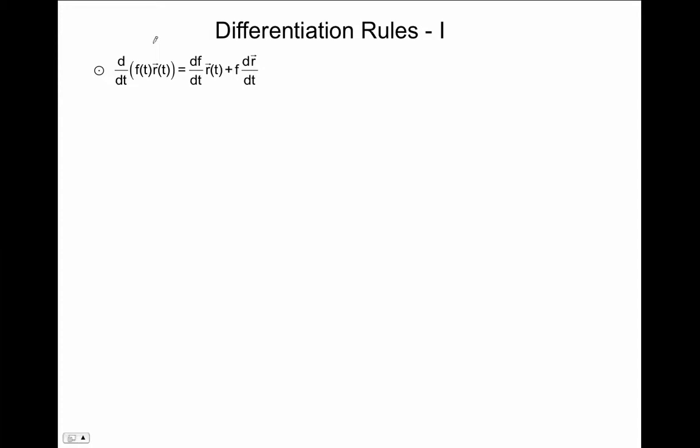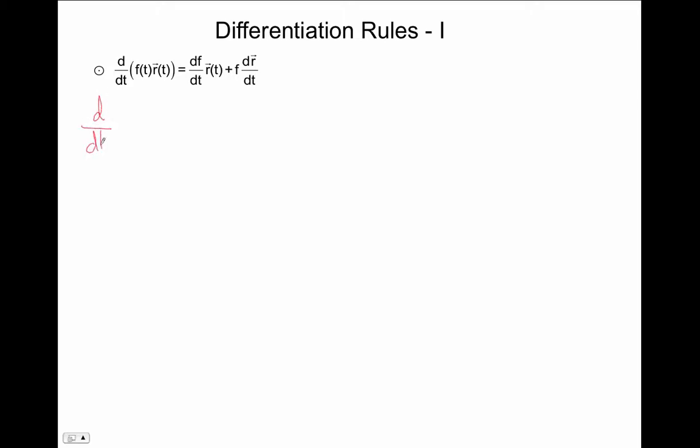We're now going to develop some rules for differentiating vector functions. First, here is a vector function r multiplied by a scalar function f. The derivative of f into r should be df by dt into r plus f into dr by dt. Let's see how this works out.